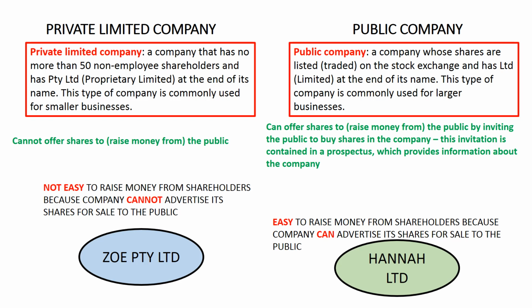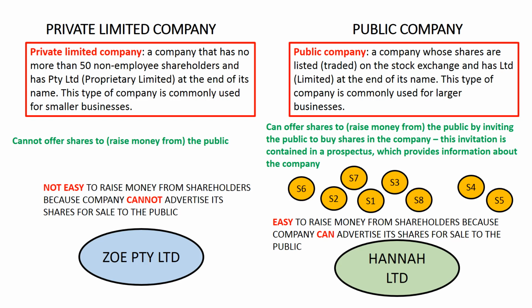Because a public company is able to advertise its shares for sale, a public company is able to reach out to a very large number of people who may be interested in buying shares in the company. This is the reason that many public companies have thousands of shareholders.